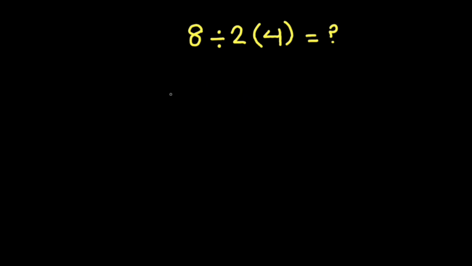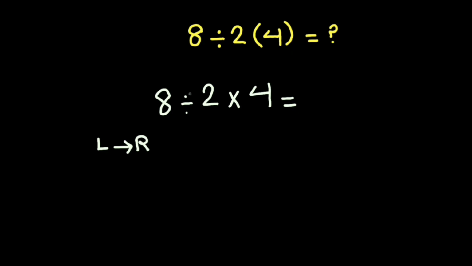Let's rewrite the expression: 8 divided by 2, and we have one multiplication here, times 4. Multiplication and division are equally important, and we have to solve this math expression from left to right. Now we have to solve this division first, not this multiplication.